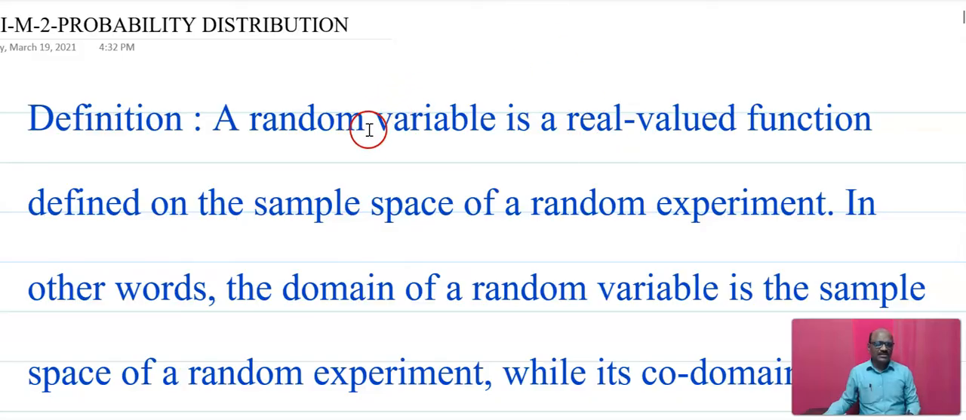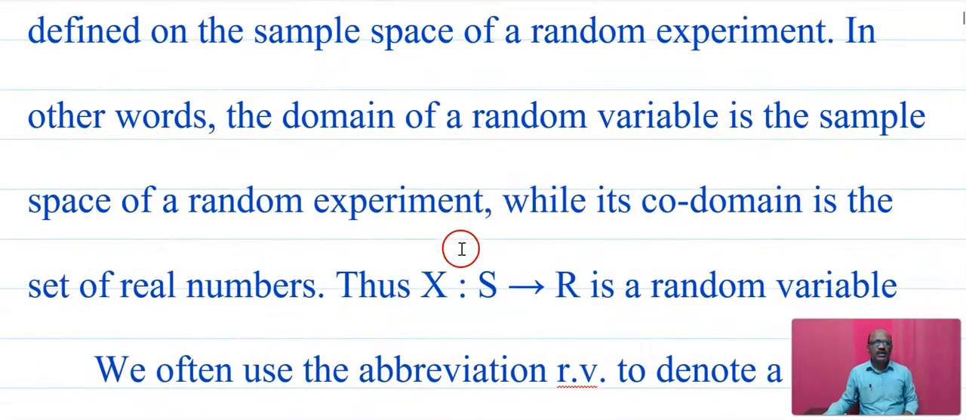A random variable is a real valued function defined on the sample space of a random experiment. In other words, the domain of a random variable is the sample space.